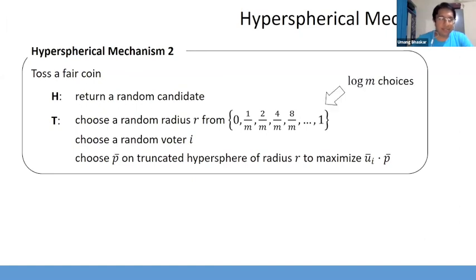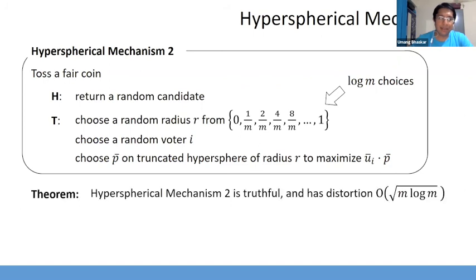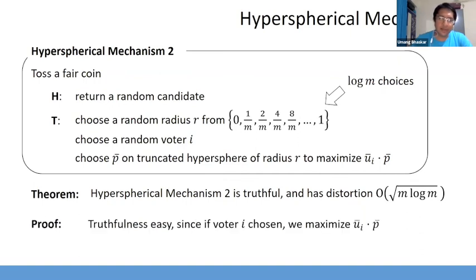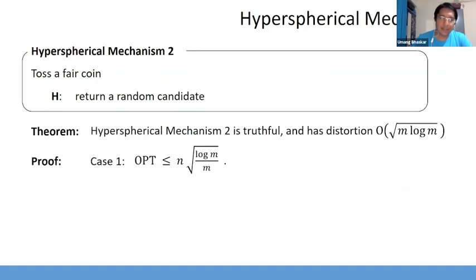There are log n choices of radii, and note that they increase by a factor of 2 every time. And this is also truthful, has a distortion of order of square root m log n. So again, truthfulness is easy because I'm choosing a distribution to maximize the voter's expected utility. What about the proof of distortion?